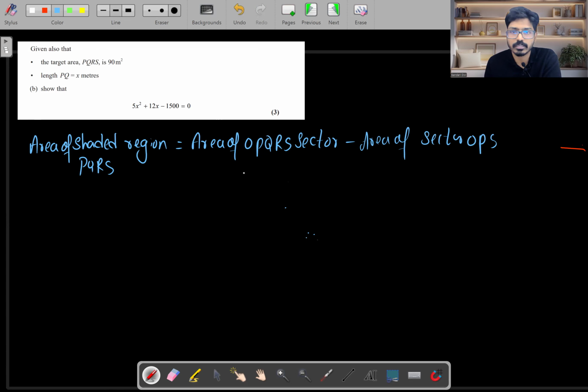From the given diagram, there are two sectors, a bigger sector and a smaller sector. So we know our area of a sector equation, half r square theta, right? If I take this as r1, and then this I'm going to take as half r2 square theta, so the area of the bigger sector and the area of the smaller sector is equivalent to how much? 90 meter square is the area of the shaded region, which is given in the question, right?